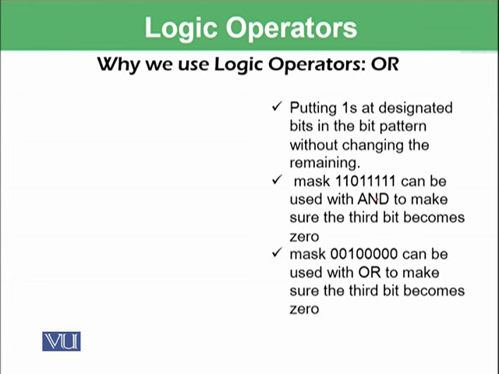And then, for example, when to use OR: putting 1 at designated bits in the bit pattern without changing the remaining. You can do it using an OR operator. Similarly, you can use a mask with AND to make sure that the third bit becomes 0, because the others are 1 and they will not change the remaining bits of the input. And similarly, you can use a mask to make sure that the third bit becomes 1 and the other bits remain unchanged.